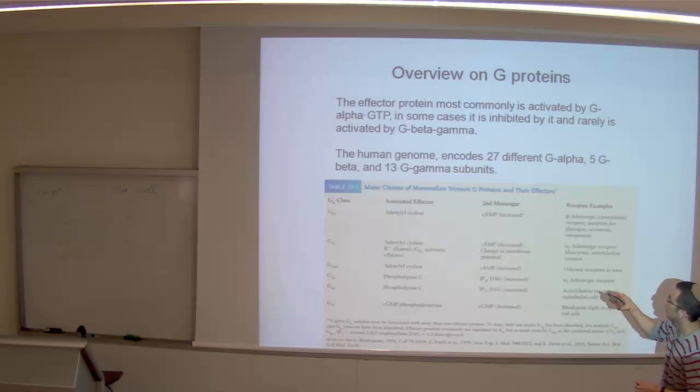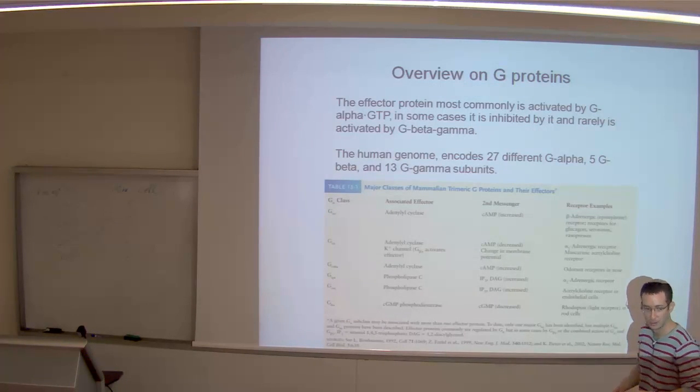And what we call a G protein is actually different sets of combinations of the units it is built from. In the human genome, there are 27 different genes that code for the G alpha alone, 5 genes that code for the beta subunit, and 13 genes that code for the gamma subunit.